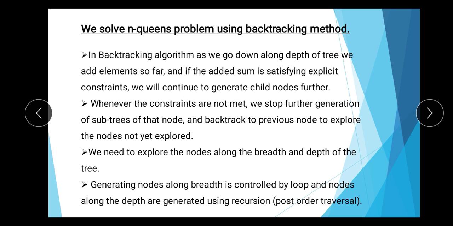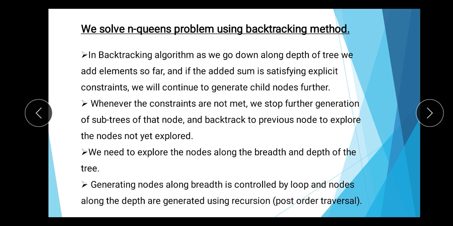Here we are solving the N Queen problem using the backtracking method. In the backtracking algorithm, as we go down along the depth of the tree, we add elements so far, and if the added sum is satisfying the explicit constraint, we will continue to generate the child nodes further. Whenever the constraints are not met, we stop further generation of subtrees of that node and backtrack to the previous node to explore the nodes that have not yet been explored.